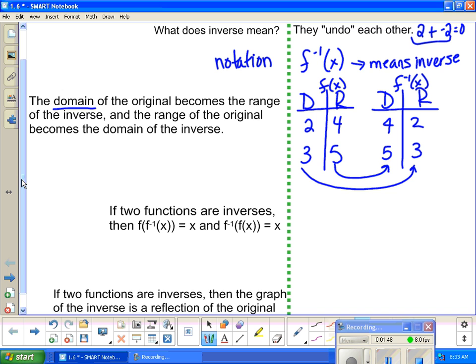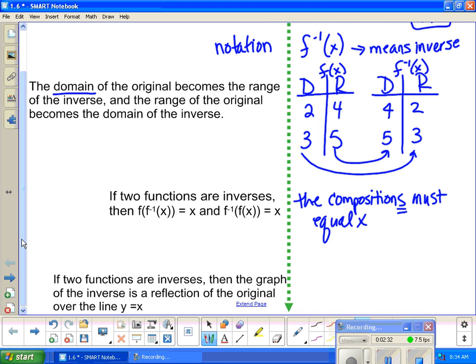We're just going to front load some vocabulary, and then we will practice some of these. If two functions are inverses, then the compositions, notice it's plural, compositions must equal x.